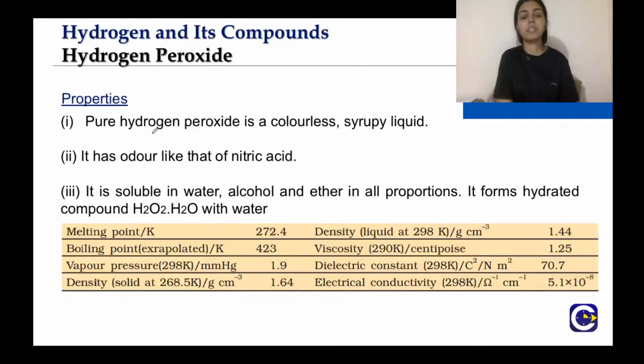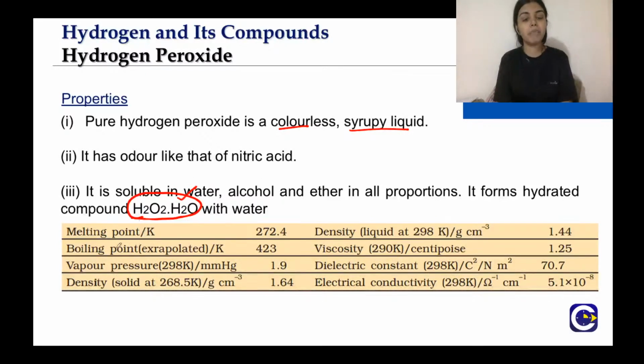So what are the basic properties of hydrogen peroxide? It is basically a colorless and syrupy liquid, and it has an odor like that of nitric acid. It is soluble in water, alcohol and ether in all proportions. And with water, it forms a hydrated compound, H2O2.H2O.